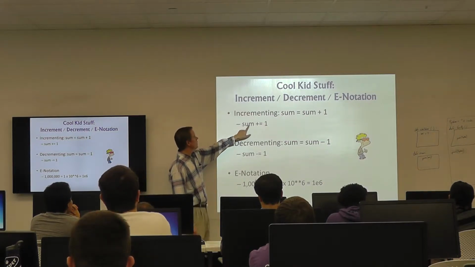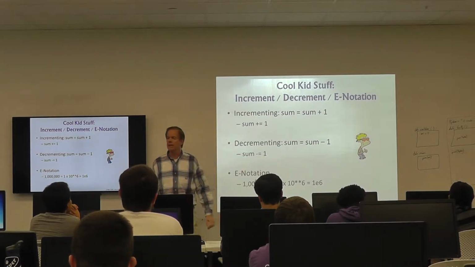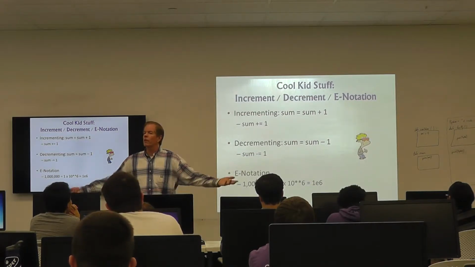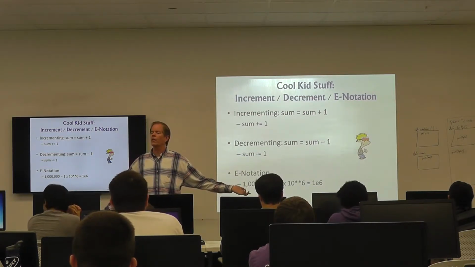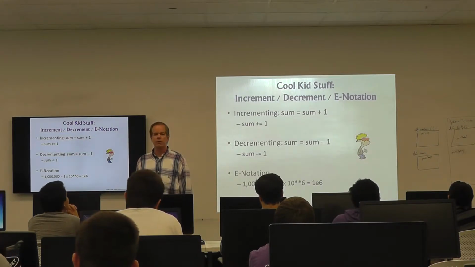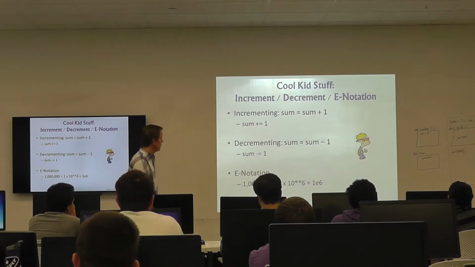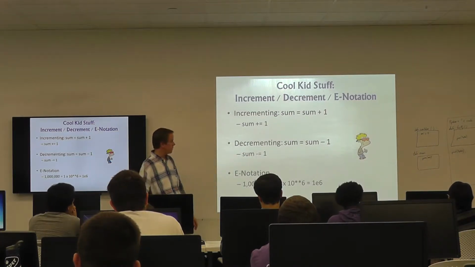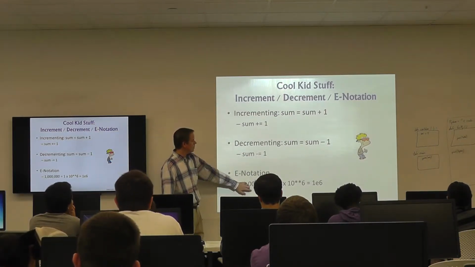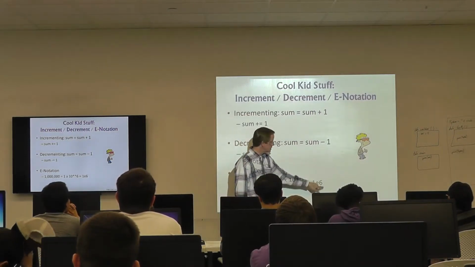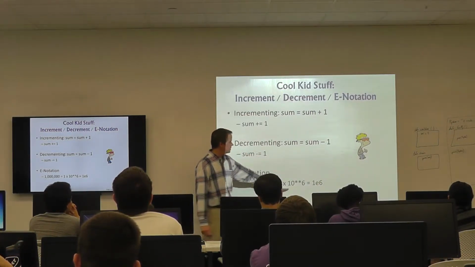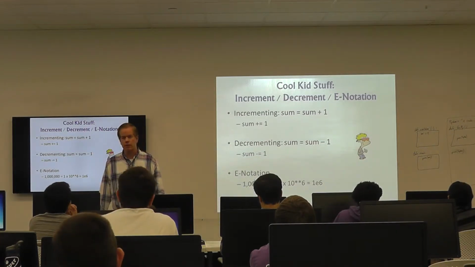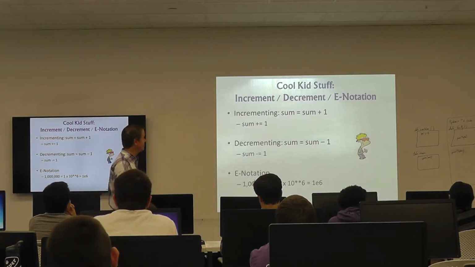Okay, so if I have sum plus equals 1, what does that actually mean? Keeps adding. Sum equals sum plus 1. Exactly, right? So another way of looking at this is it's just a shorthand way of writing sum equals sum plus 1. That's all there is to it, right? Okay, we can also do sum minus equals 1, which is sum equals sum minus 1. And then we got the fancy e notation, which is 1e6, the same as 1 times 10 to the 6th power, which is the same as 1 million. What is that saying?